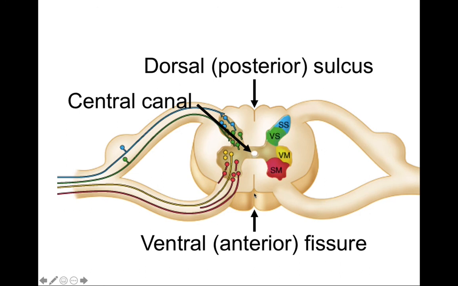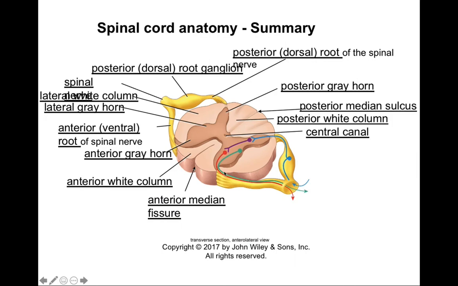Now, what we'll also see is the ventral or anterior fissure, and we'll see the dorsal or posterior sulcus. A fissure tends to be a little larger than a sulcus does, so this will actually be a much more prominent structure than the dorsal sulcus will. And we can use these two structures to indicate which side of the spinal cord that we're looking at. An example of this is shown right here. You can see the anterior median fissure is quite a bit larger than the posterior median sulcus.